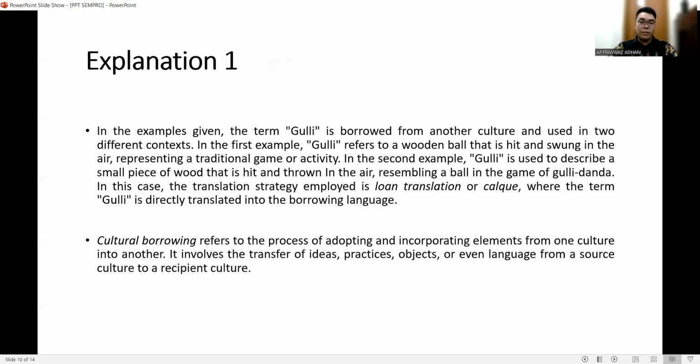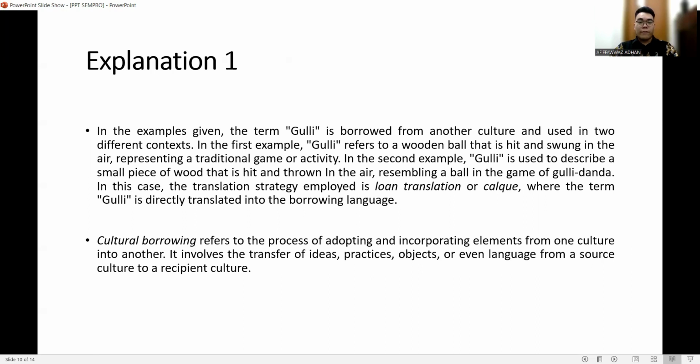The first explanation: in the examples given, the term Gulli is borrowed from another culture and used in two different contexts. In the first example, Gulli refers to a wooden ball that is hit and swung in the air, representing a traditional game or activity. In the second example, Gulli is used to describe a small piece of wood that is hit and thrown in the air, resembling a ball in the game of Gulli-Danda. In this case, the translation strategy employed is loan translation or calque, where the term Gulli is directly translated into the borrowing language.